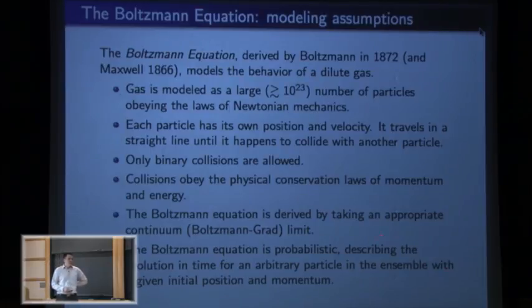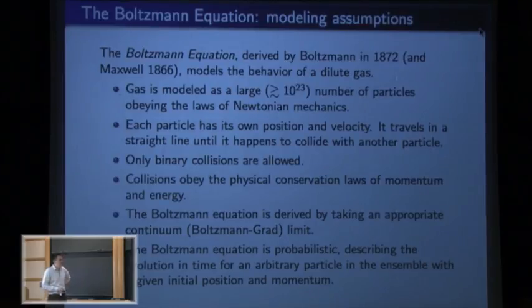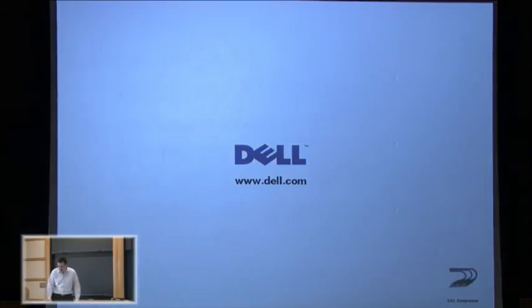And the Boltzmann equation is probabilistic. It describes the evolution in time for an arbitrary particle in an ensemble of particles with a given initial position and momentum. But isn't that probabilistic? Well, you can interpret it as a probability if you like, but I'm a PDE person, so I think of this in terms of PDE. You have a conservation of mass, and you can think of it as some sort of an average. I think it's an equation with an empirical distribution. Yes, you can call it an empirical distribution.